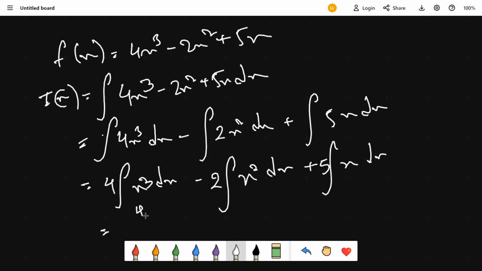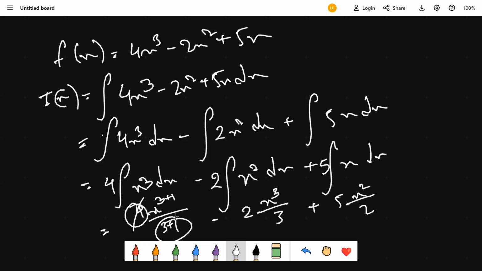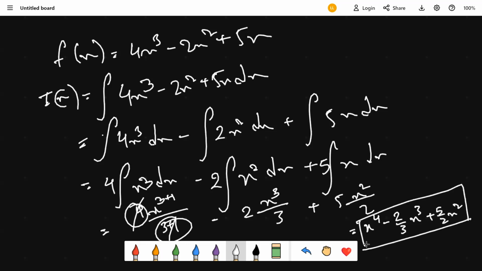Finally, if we do the calculation, x to the power 3 plus 1, which is 4, minus 2 times x cubed divided by 3, because we increment the power by 1, and 5x to the power 2 over 2. This is a 4, and that's a 4, so the 4 gets cancelled out. Finally, we are left with the answer x to the power 4 minus 2 by 3 x cubed plus 5 by 2 x squared. Hence, this is our final result.